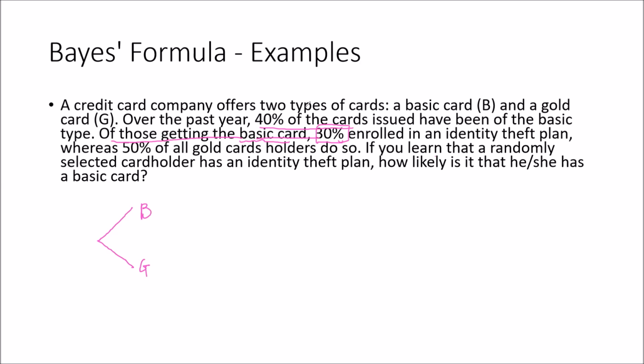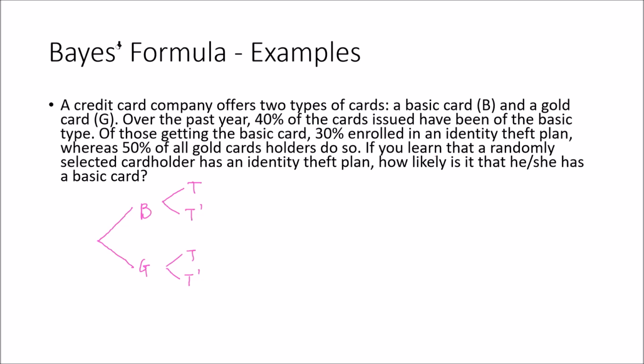like identity theft plan. Okay, maybe PL, I don't know, some kind of notation. Maybe T, okay, theft plan. Or maybe I, it doesn't really matter. As long as people know and you make it clear, then we would know. That should be okay. Okay, so this is the tree diagram.